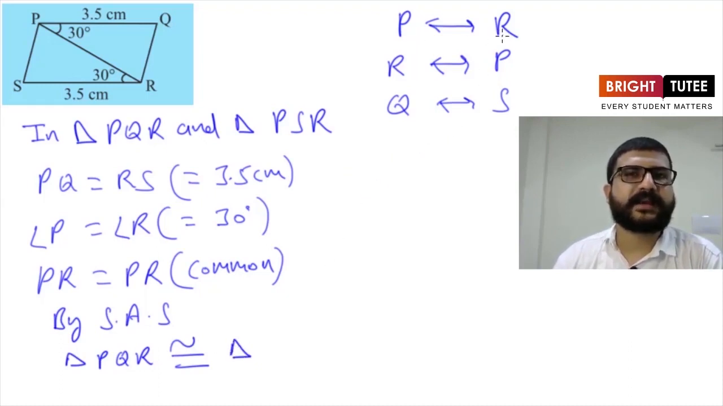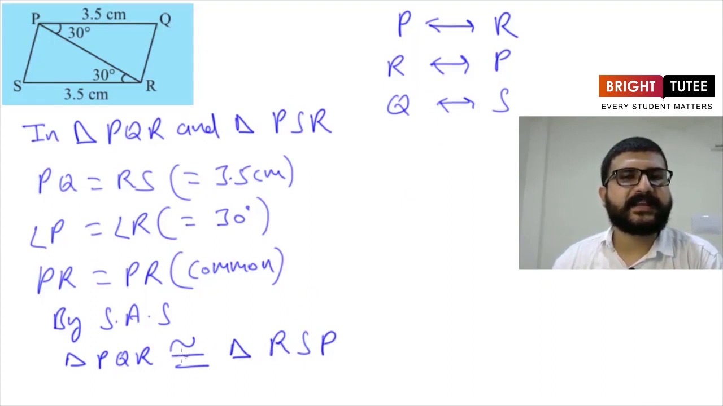For P we have to write R, and then for Q we have to write S, and then for R we have to write P. So it will be RSP, triangle RSP. This has to be the order of vertices while writing congruency relation symbolically.